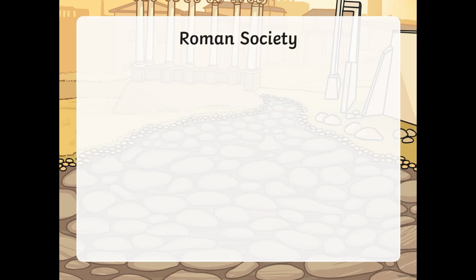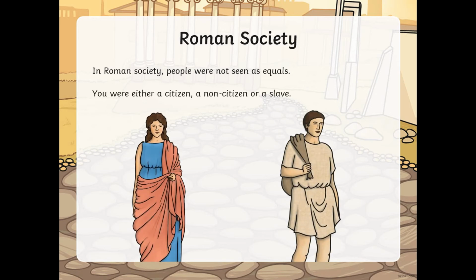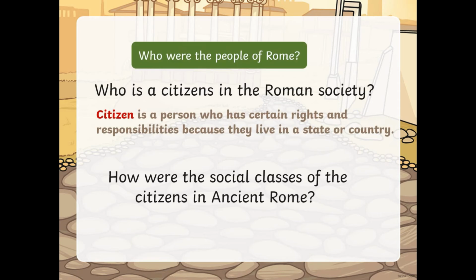Based on what we've read, let's see how the Roman society was. Obviously, the people in Roman society were not equal. They were either citizens or slaves. Who is a citizen in Roman society? A citizen is a person who has certain rights and responsibilities because they live in a state or a country.